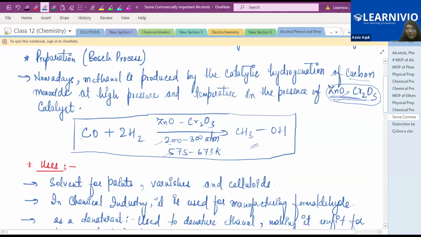The number of carbon atoms will be the same. You are using carbon monoxide, so here only one carbon is there. So you will write CH3OH. Basically, you have to add four hydrogens, three to this carbon and one to this oxygen. So you will get CH3OH, methanol. So this is known as the Bosch process.